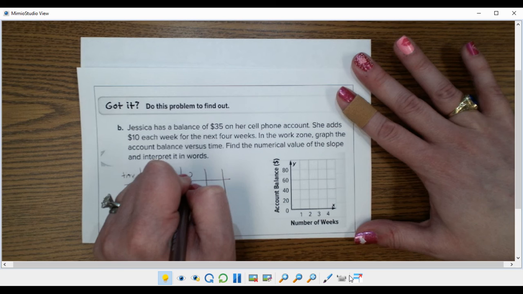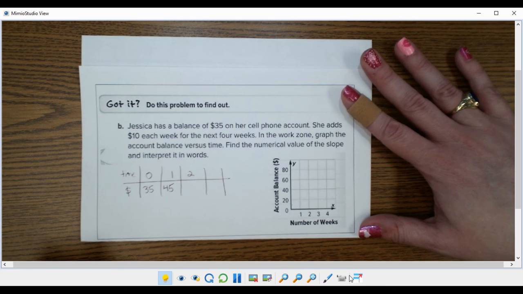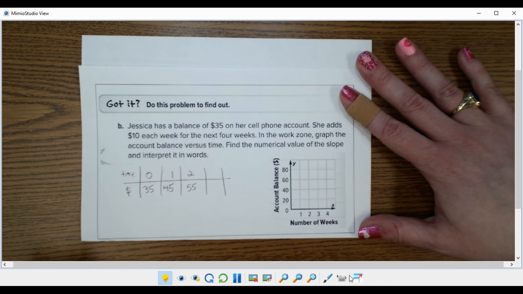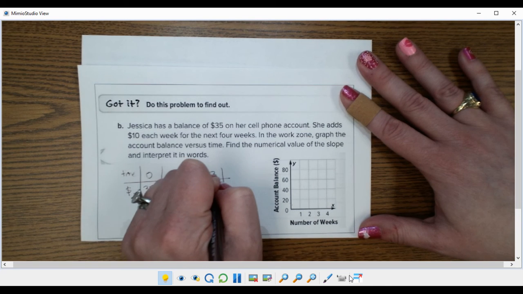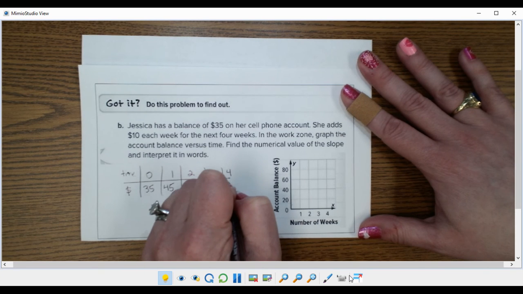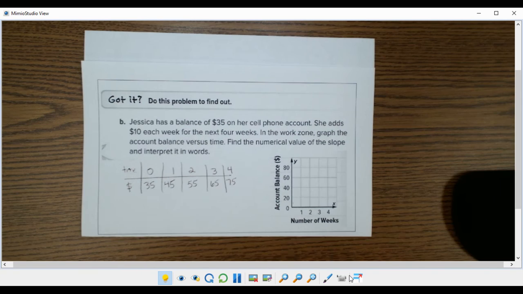But after 2 weeks, she still hasn't made any phone calls, but she added another $10. And then after 3 weeks, she adds another 10. After 4 weeks, she adds another 10. Maybe she was on punishment and she lost her phone, so she was just racking up the balance for when she got it back. I don't know.